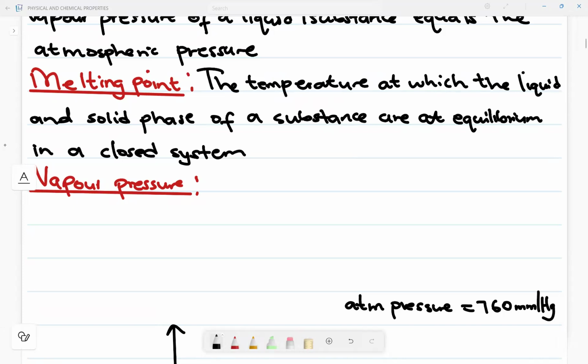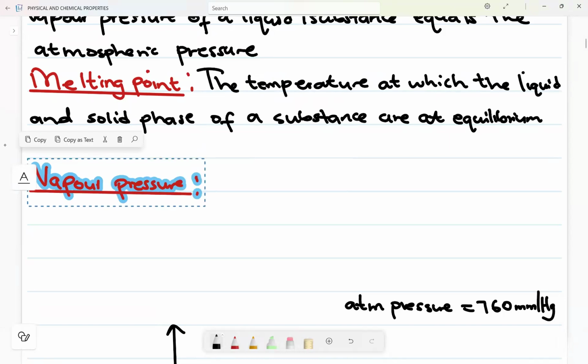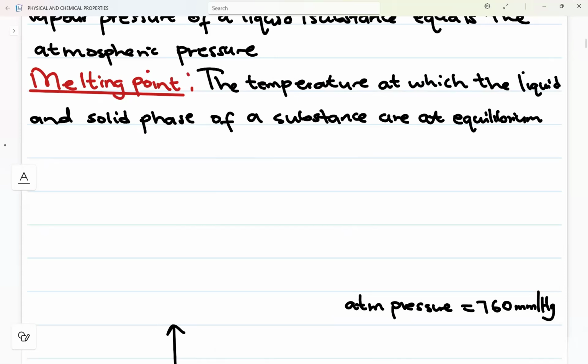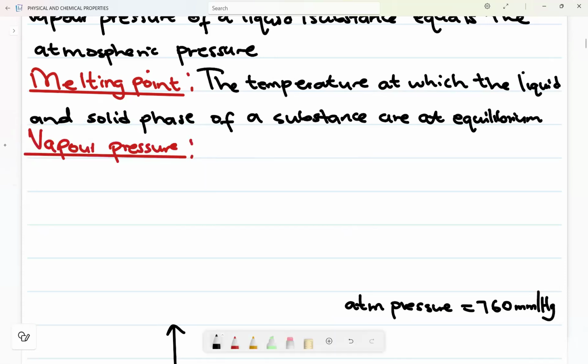Remember, I want to teach you everything so that you're in a position of applying it, right? So on melting point, it is the temperature at which the liquid and the solid phase of a substance are at equilibrium only. Only, okay? The closed system that I'm talking about is supposed to be here on the vapor pressure.